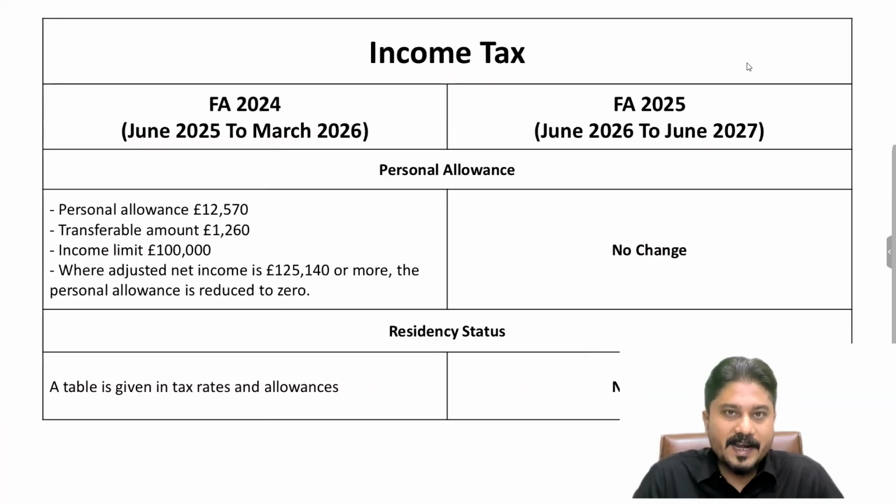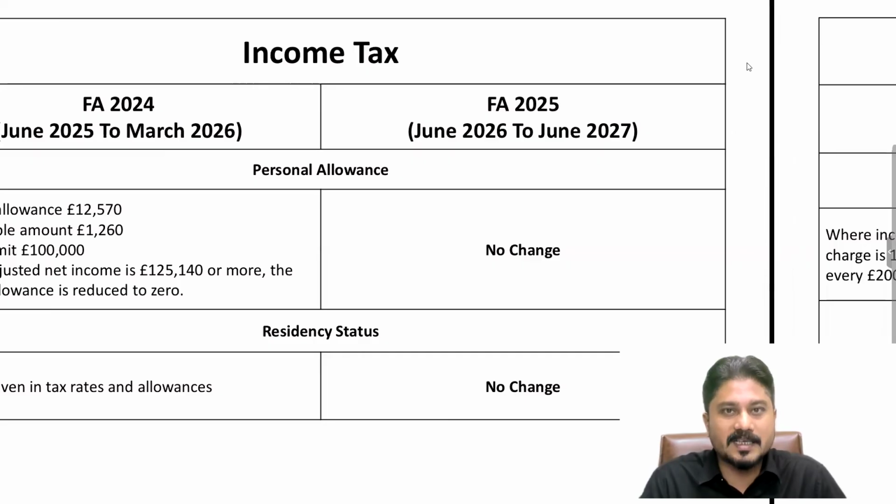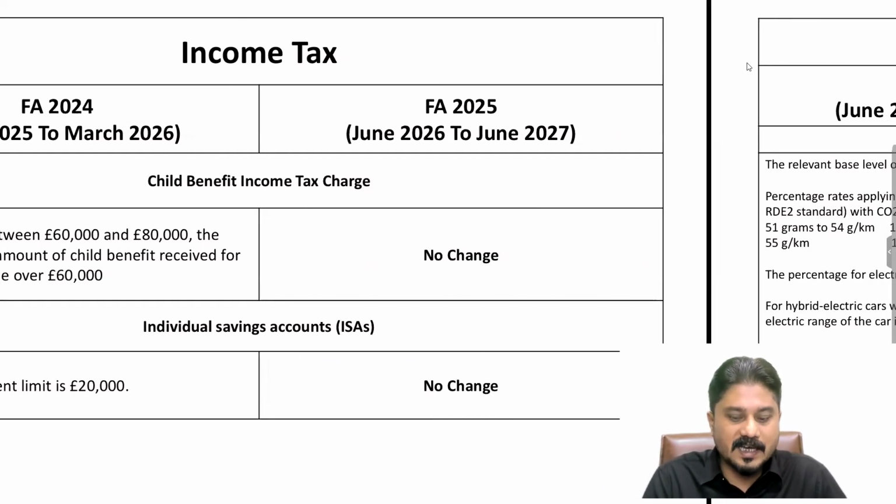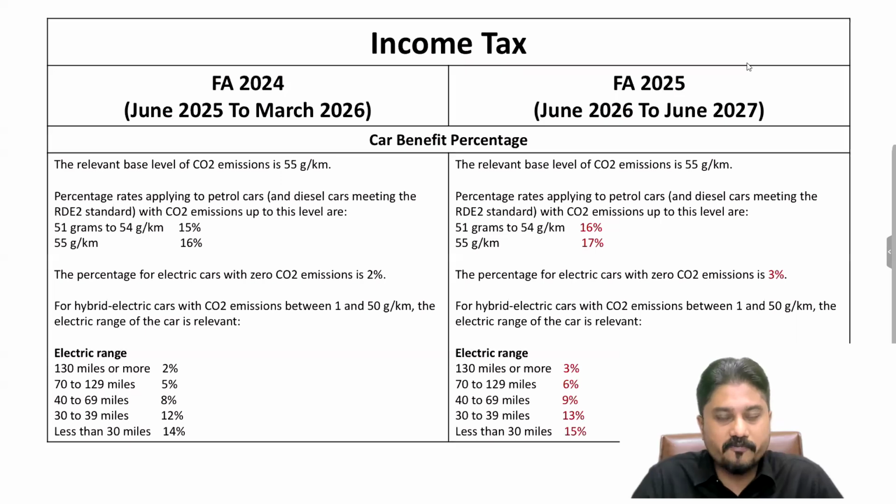Another heading with respect to income taxes is personal allowance: the standard amount of personal allowance, the transferable amount, the income limit, adjusted income, all of these things are the same. There is no change at all. Furthermore, with respect to residency, for deciding automatic non-resident, automatic resident, or the ties test, there is no change from Finance Act 24 to Finance Act 25. Moving forward, in income taxes we talk about the child benefit income tax charge. There is no change. There is a concept of individual savings accounts. There is no change. All of these things are the same from Finance Act 24 to Finance Act 25.